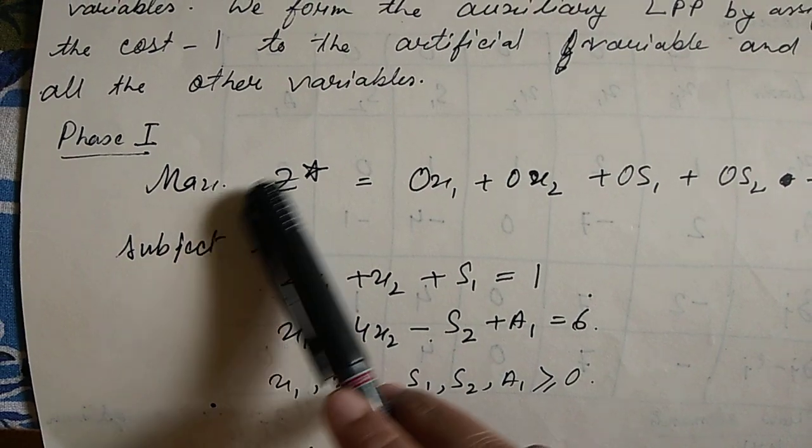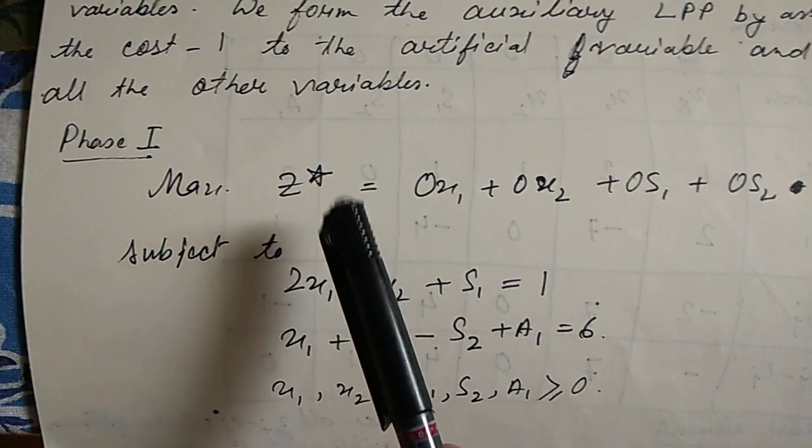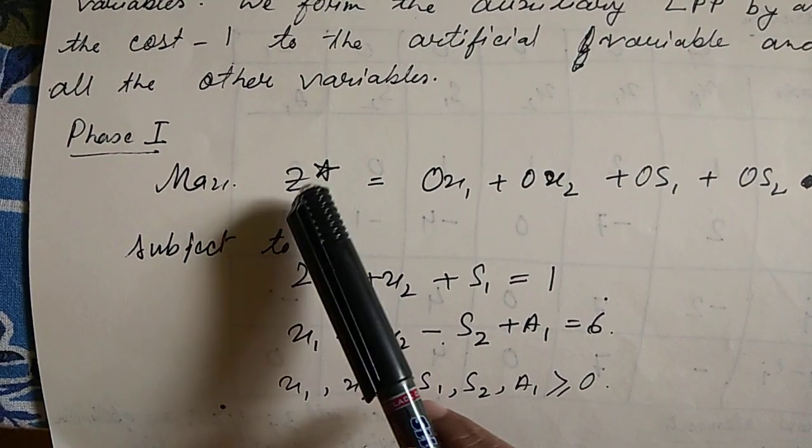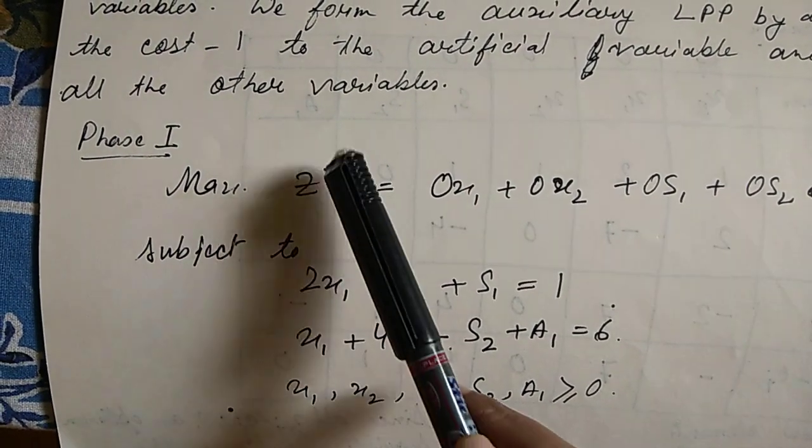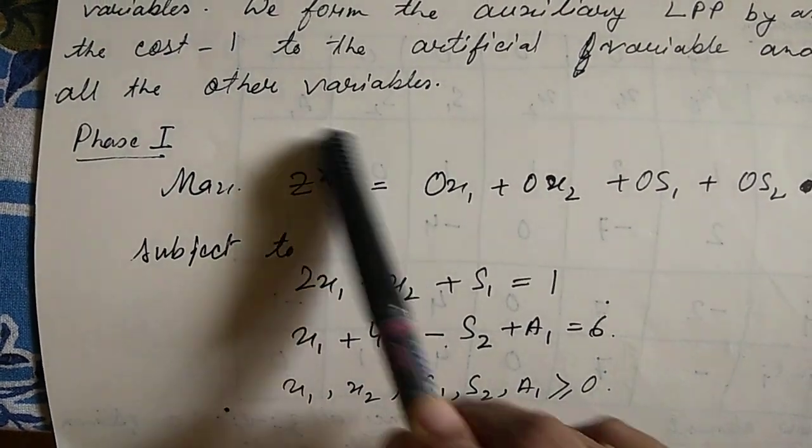Now this is called an auxiliary LPP, and we will have to put a star mark over z. So max z star, that is the auxiliary LPP.